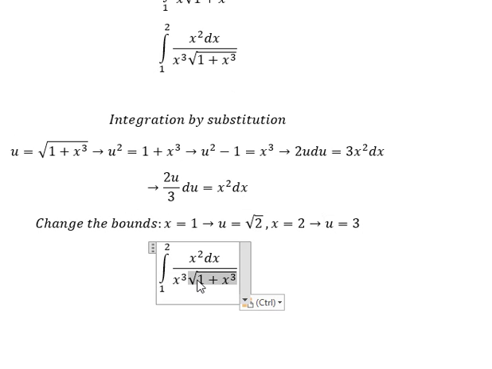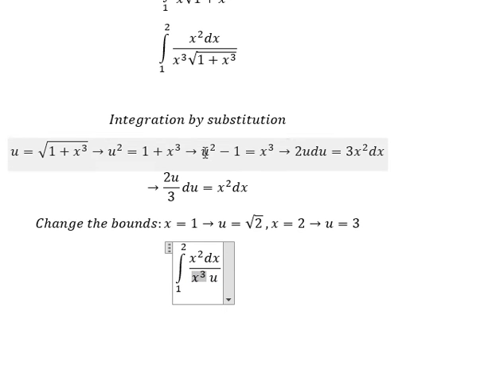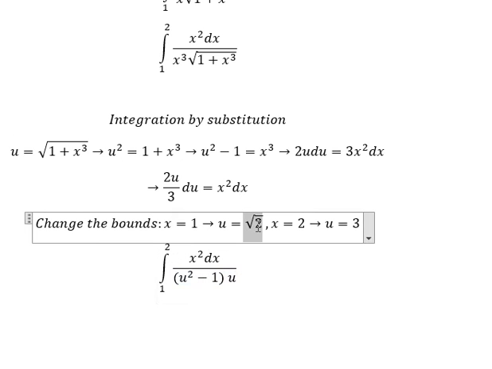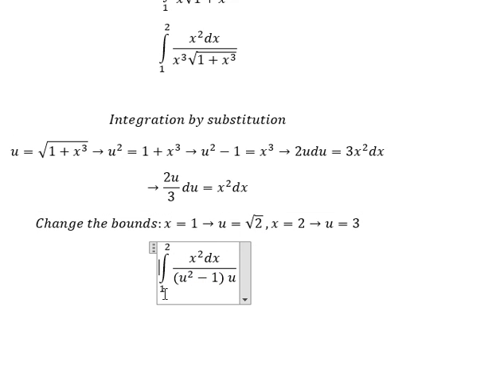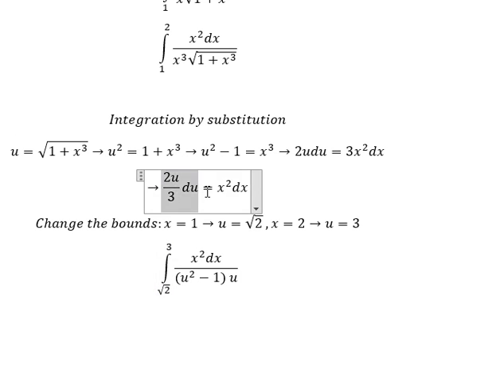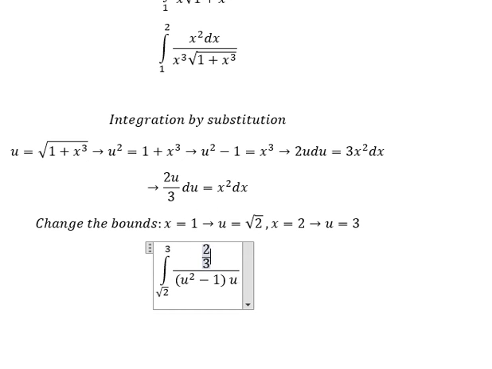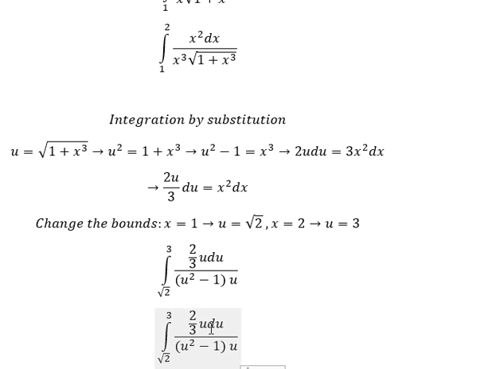This one we change by u. x to the power of 3, I will change by u squared minus 1. Number 1, we change by the square root of number 2. Number 2, we change by number 3. x squared dx, we change by this one. And now, u and u we simplify.